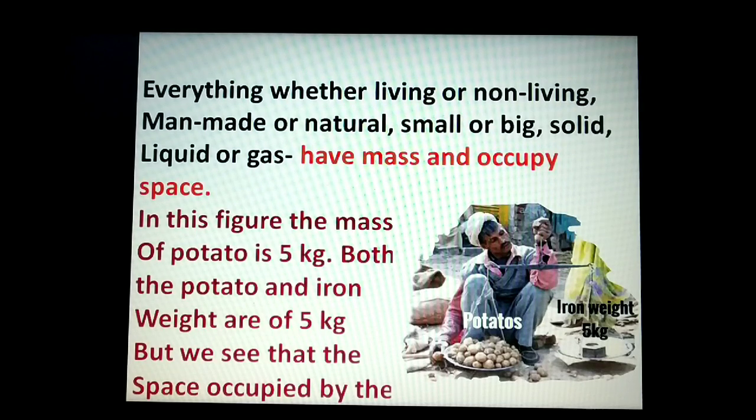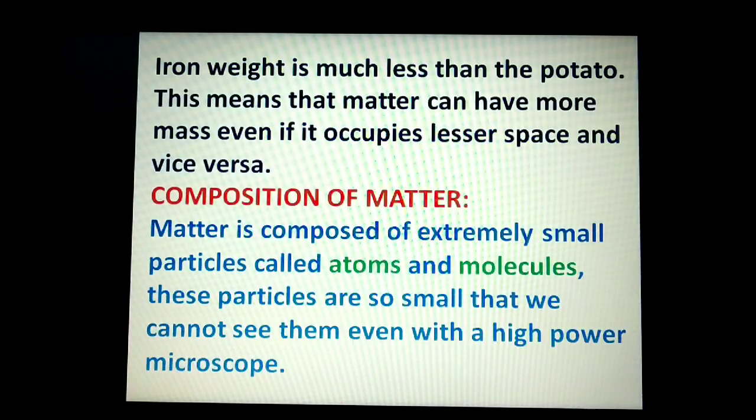In this figure, the mass of potato is 5 kg. Now, both the potato and the iron weight are of 5 kg. But we see that space occupied by the iron weight is much less than the potato. This means that matter can have more mass even if it occupies lesser space, and vice versa.